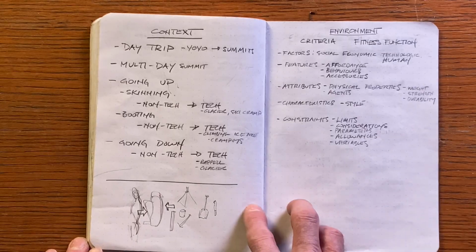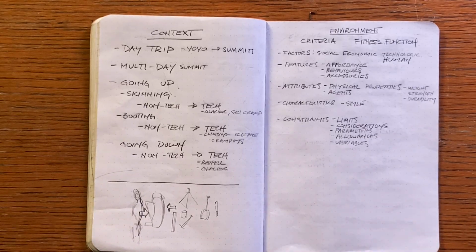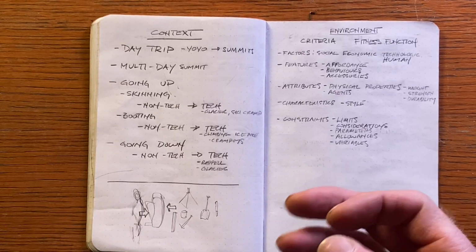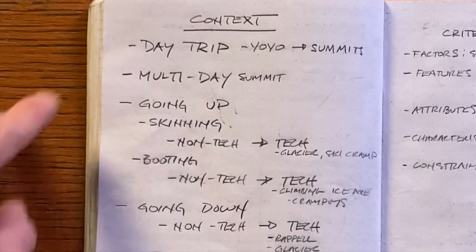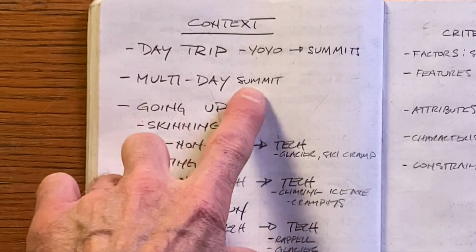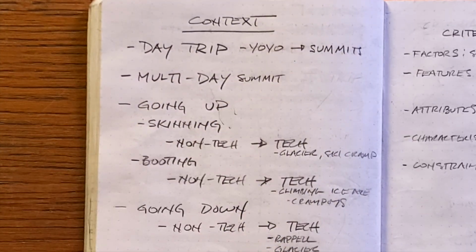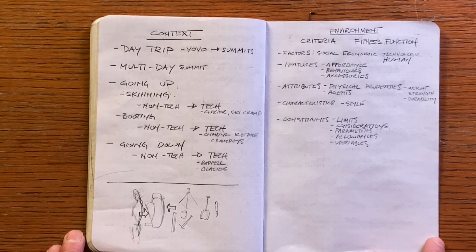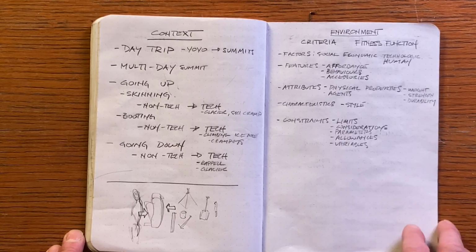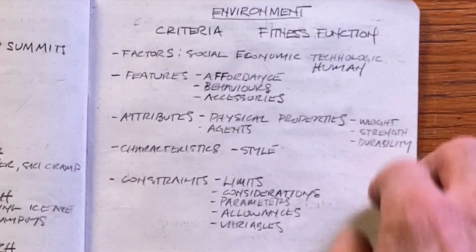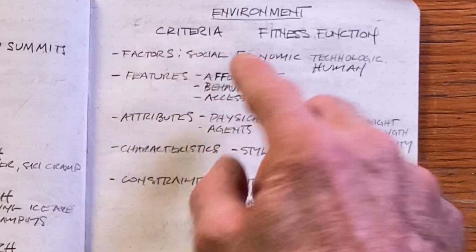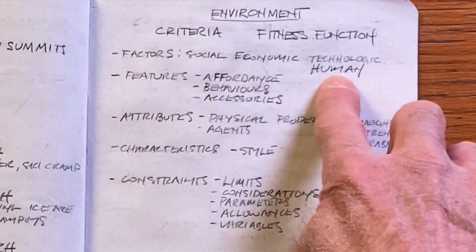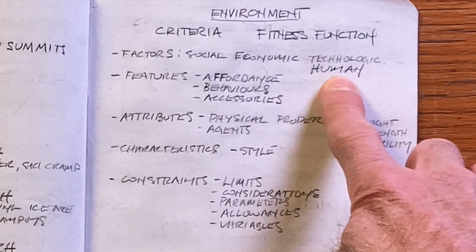As I've mentioned before, to really understand the integration of the various components and the best way to go about things, we kind of need to understand the context. So again, we're talking multi-day summits where we're going to have a whole bunch of extra stuff with us that we would not have on a simple day trip. So looking at our environment, the factors that are going to be important, of course, social, economic, technological, but really it's the human factors that we need to talk about today.